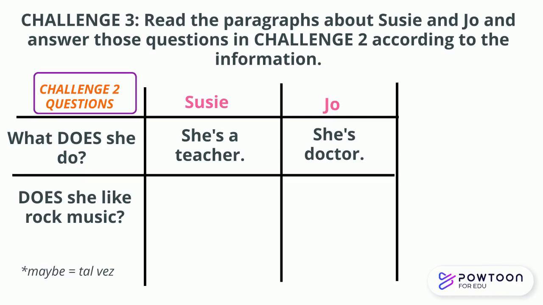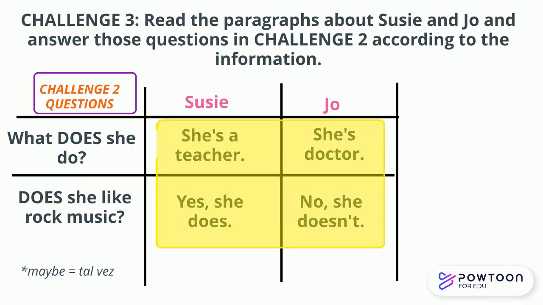Does she like rock music? For Susie, maybe, yes she does. For Joe, maybe, no she doesn't. Remember, these are examples, guys. You have to answer according to the information of the text.